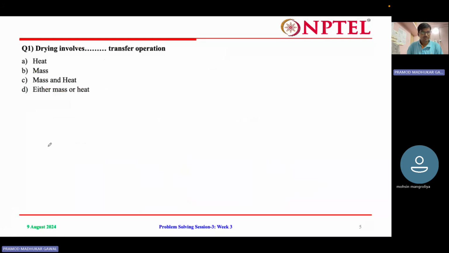So based on that, question one: drying involves the transfer of which? The options given are heat, mass, and heat and mass. So it is mass and heat.